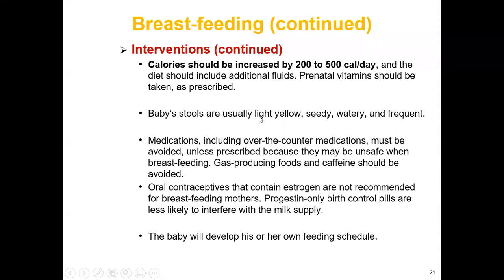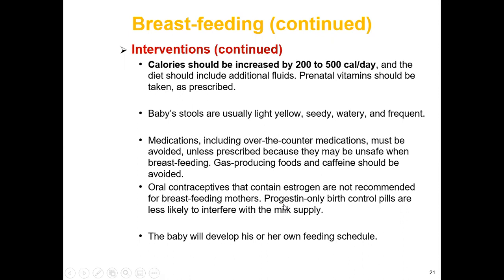Baby stools are usually light yellow, seedy, watery, and frequent. As I told you, 4 or more yellow bowel movements per day is normal. Medications, including over-the-counter medication, must be avoided unless prescribed because they may be unsafe when breastfeeding. Gas producing foods and caffeine should be avoided. Oral contraceptives that contain estrogen are not recommended for breastfeeding mothers.